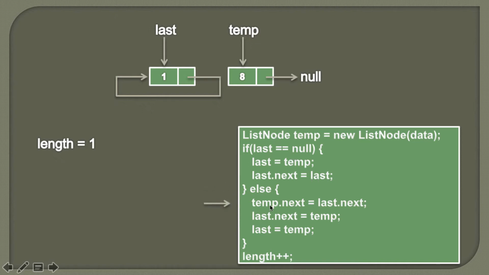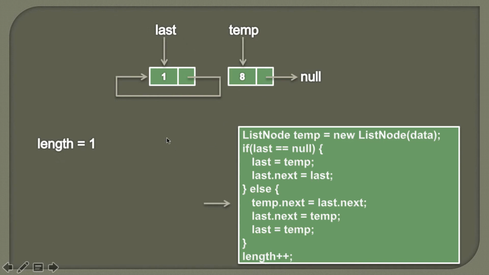So in the else block, the first step we do is we assign the value of last.next to temp.next. Here we are doing this step because we want to insert this temporary node at the end of a circular singly linked list. We know that after its insertion, the node which is referred by temp would be the last node. So if it is a last node, then its next should point to the first node.